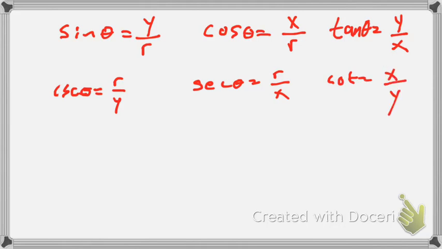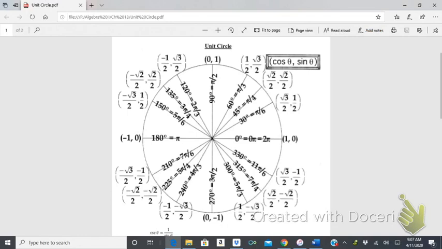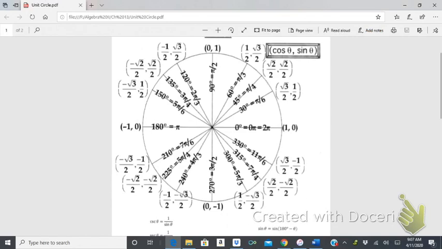Now at the bottom of this unit circle sheet, it's kind of nice. Give the computer time to catch up for a second.